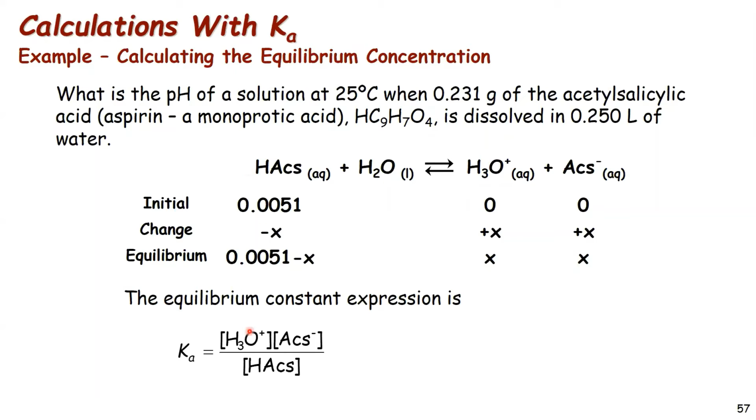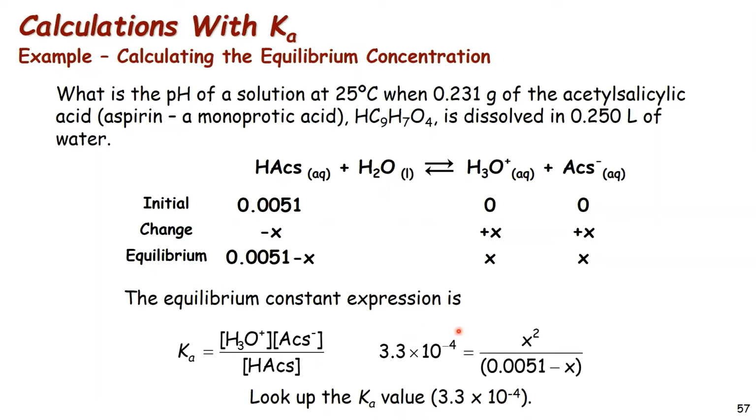We're going to need to look up the value of Ka. Okay, so we're going to go to our tables of chemical data. We'll look up the value of Ka for aspirin, and that value is 3.3 times 10 to the negative 4. Okay, so we're going to plug that in. And then again, our equilibrium concentrations, the hydronium and the conjugate base are both x. X times x is x squared, and then the concentration of our undissociated acid is 0.0051 minus x.